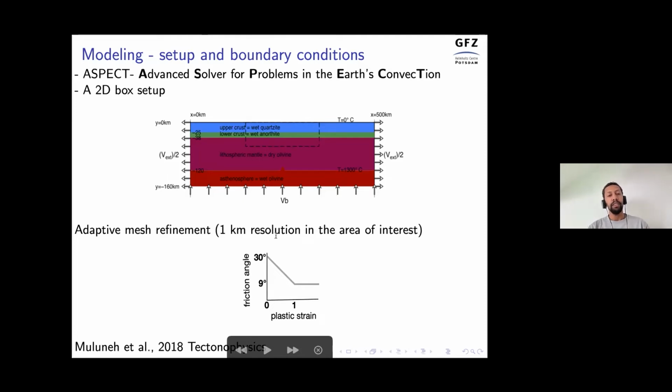So one of the interesting things which I would like to explain, because all of you know the boundary conditions and everything, but here I would like to discuss the friction angle. We chose this particular friction angle, which varies from 30 degrees to 9 degrees between 0 and 1 plastic strain, and then we fix it constant for a plastic strain larger than that. This is mainly because of our previous observation based on inversion of earthquake focal mechanisms, where we showed that the faults in the main Ethiopian Rift are in general strong. So this friction angle is more representative of the main Ethiopian Rift.